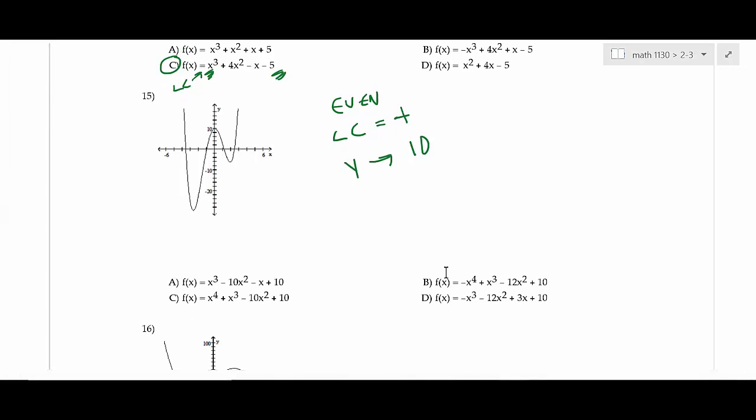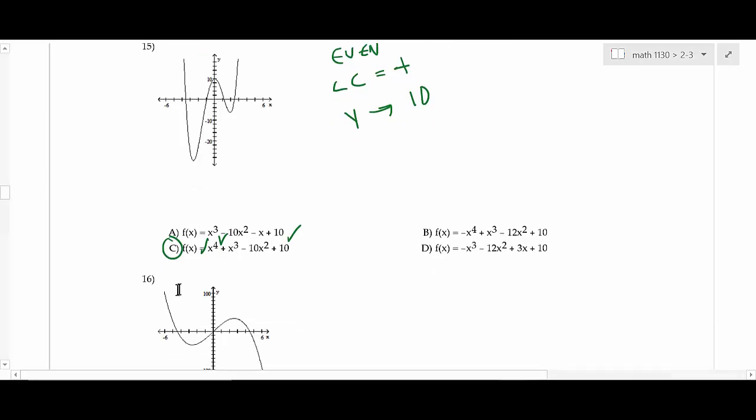Now, that looks like C. That would have the even degree, positive leading coefficient, y-intercept like that. Okay, so that's got to be that one, all right?